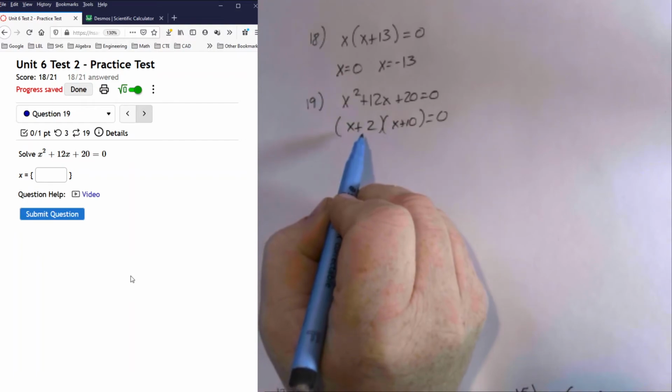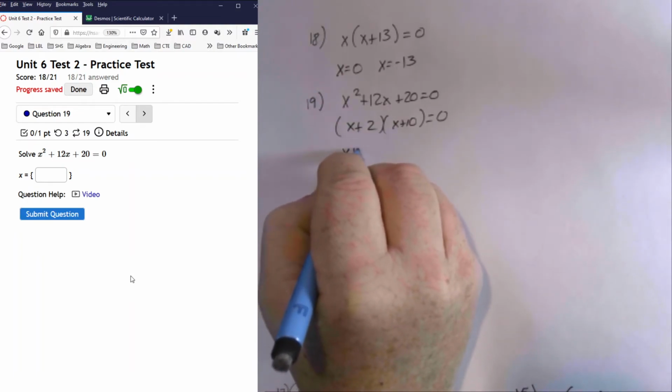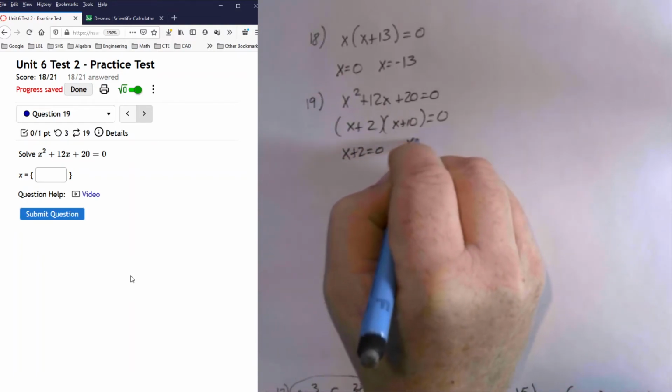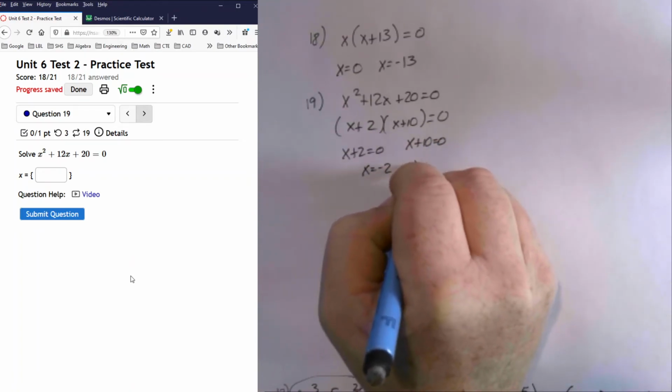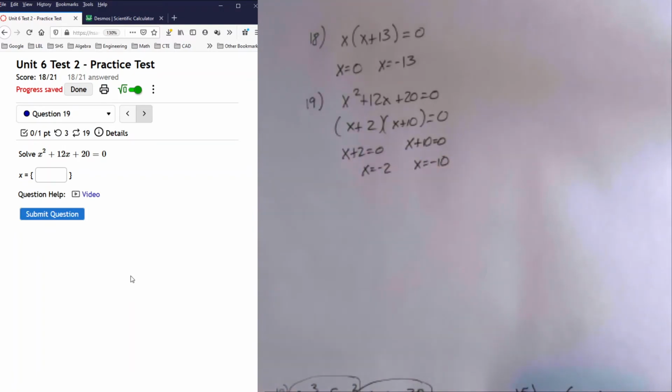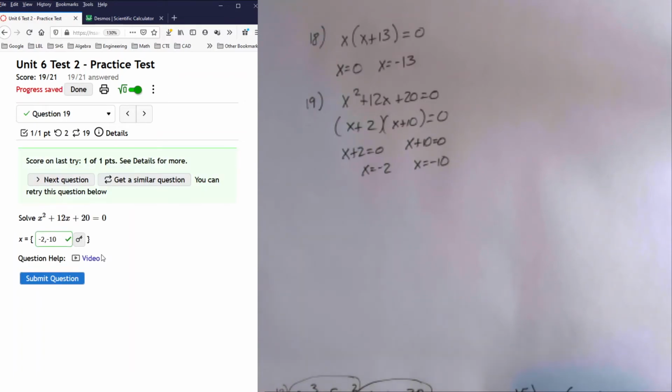So that means that either x plus 2 has to be 0 or x plus 10 has to be 0, which means that x is going to be negative 2 or x is going to be negative 10. So x could be negative 2 or negative 10. Just a note here, they're using set notation, right? So you can see that means the set of all those numbers, negative 2 and negative 10.